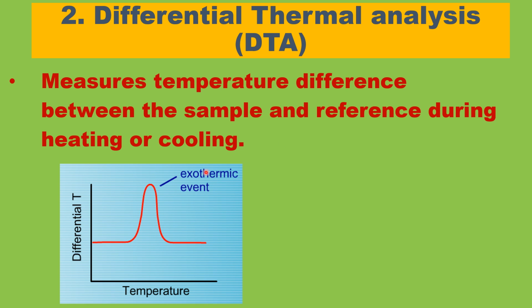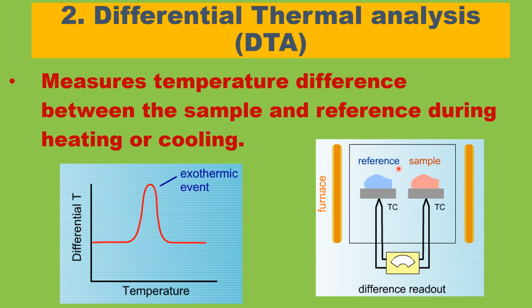This is the experimental setup for DTA. You have taken the sample here and the reference here, and this is the thermocouple sensor to measure the temperature. Using this furnace coil, the furnace is heated. Now the temperature difference is noted.